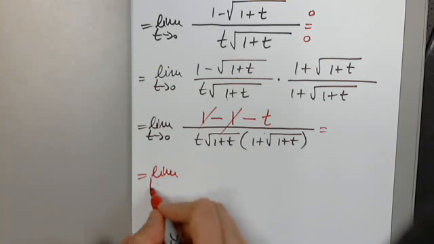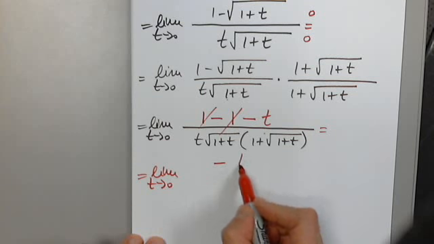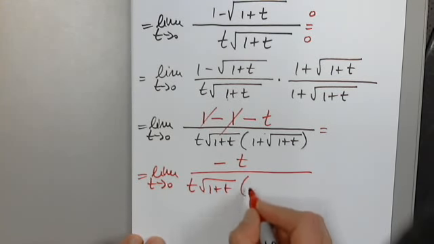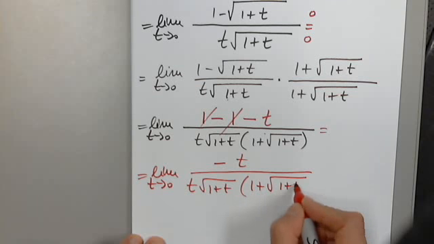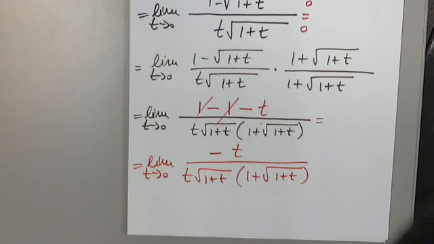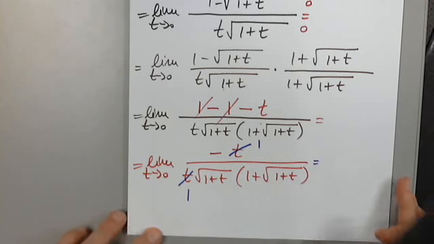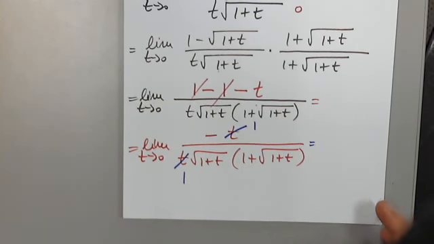So this is limit as t approaches 0. The numerator is -t. And the denominator is t, the square root of 1 plus t, and 1 plus the square root of 1 plus t. Obviously, what will happen next is, right, and please write 1, not to be confused with 0 or anything else.